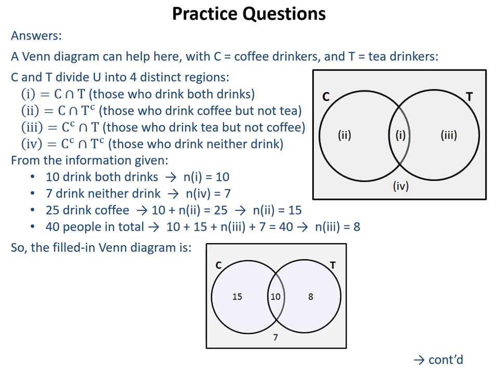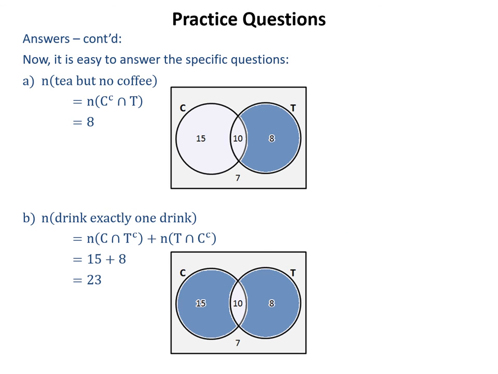Once you have a completely filled in Venn diagram like this with values in all of the distinct regions, we're basically able to answer any fair question that could be asked about this. So now we'll proceed to finish off this question. Question A asks us to figure out the number who drink tea but no coffee. All we have to do there is look in the Venn diagram. Once we've done the work on the previous slide, this is very easy, relatively speaking. That's just the 8 that are in T and not in C. In other words, that's the number of elements in C complement intersect T, which is 8.